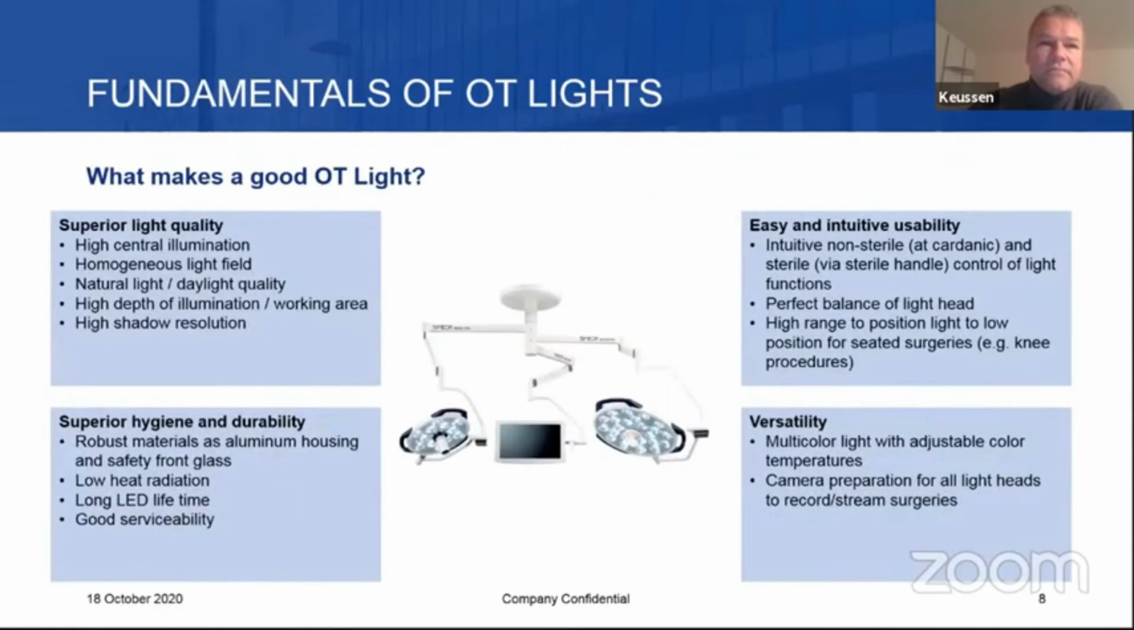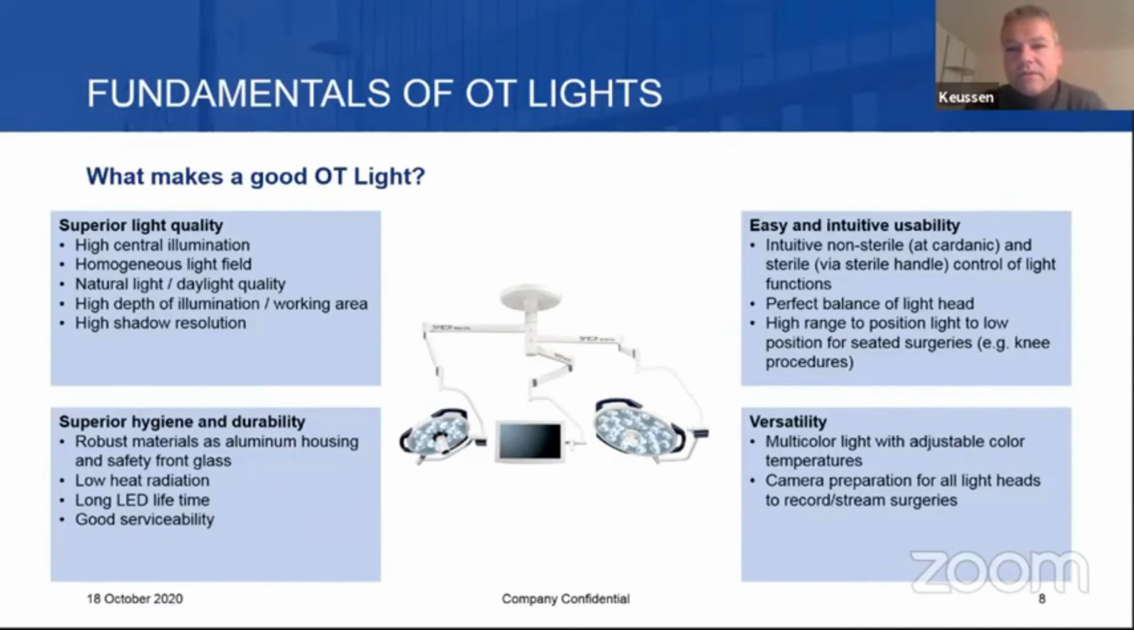So as a summary, what makes a good OT light? There are definitely 4 topics. First of all, you need a good light. The superior light quality is really key for a good and safe operation. So: high central illumination, a very homogeneous light field, natural light and daylight quality so that fatigue and exhaustion are reduced, a high depth of illumination in the working area, and a high shadow resolution. So light is the key.